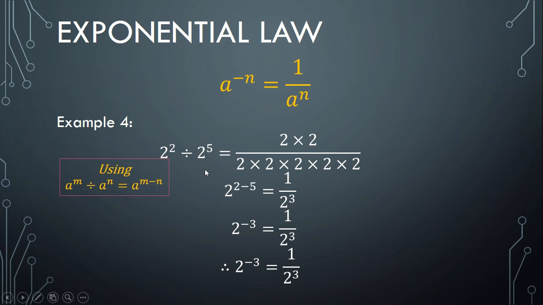Now let's consider the left-hand side. From the second exponential law, we know that we can solve the division by subtracting the exponents. So we have 2 to the power of 2 minus 5, and from here, we get 2 to the power of negative 3. By putting these two together, now we know that 2 to the power of negative 3 is actually 1 over 2 to the power of 3.